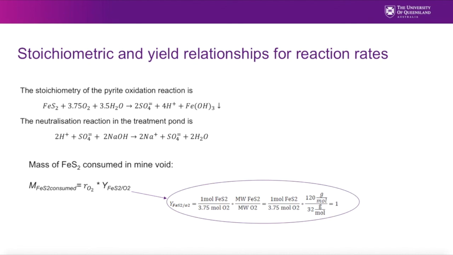So, for example, the mass of pyrite consumed in the mine void will be equal to the rate of oxygen transfer times a yield, a yield of mass of pyrite per mass of oxygen, and that will be given by the first equation. Then at the end we will have units of pyrite instead of units based on oxygen. This is a step that you are going to follow for each of the reactions.